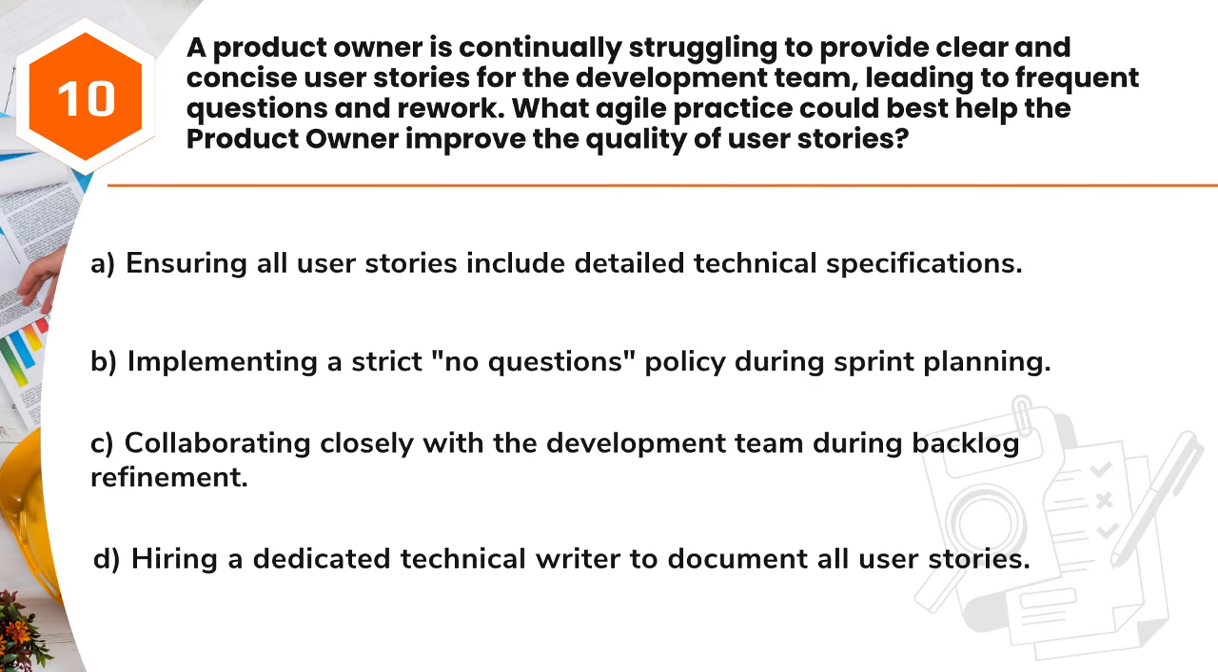Question 10. A product owner is continually struggling to provide clear and concise user stories for the development team, leading to frequent questions and rework. What Agile practice could best help the product owner improve the quality of user stories? A. Ensuring all user stories include detailed technical specifications. B. Implementing a strict, no questions policy during sprint planning. C. Collaborating closely with the development team during backlog refinement. D. Hiring a dedicated technical writer to document all user stories.